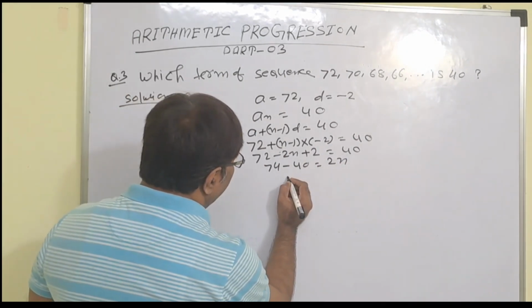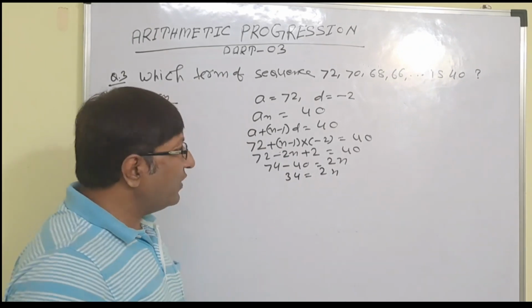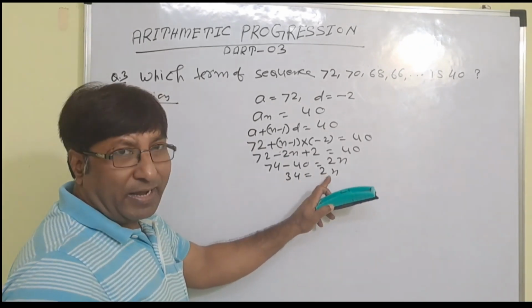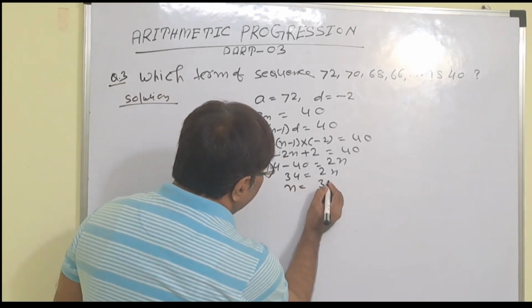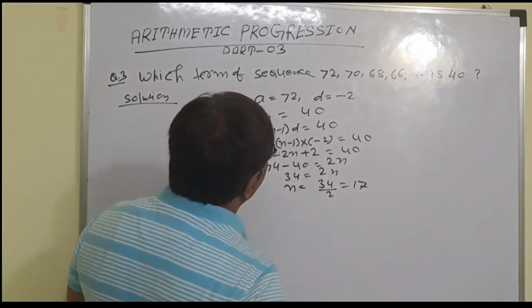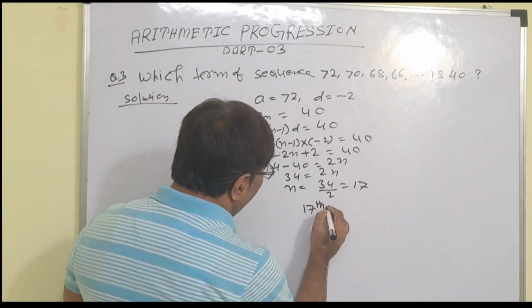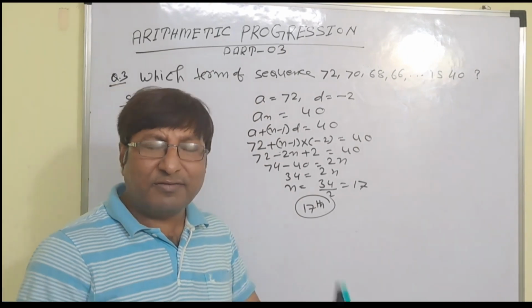74 minus 40 is 34, which equals 2n. So now we have to find n. When 2 comes to this side, multiplication becomes division. So we will get n equal to 34 by 2, that is 17. So which term of the sequence is 40? That is the 17th term, which is 40. So our correct answer is the 17th term.